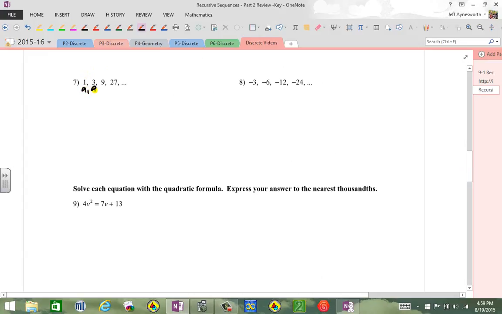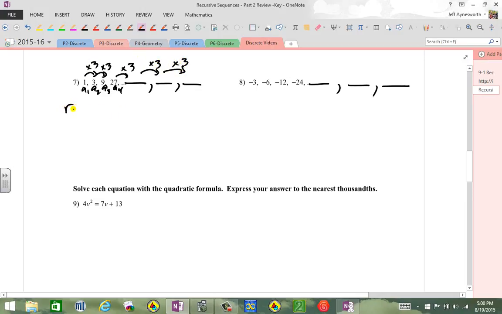Okay, first term, second term, third term, fourth term, fifth, sixth, seventh. So let me see. 1 times 3 is 3, times 3 is 9, and so on. So times 3, times 3, times 3. You just keep on multiplying by 3. So r is equal to 3 divided by 1, or 3.